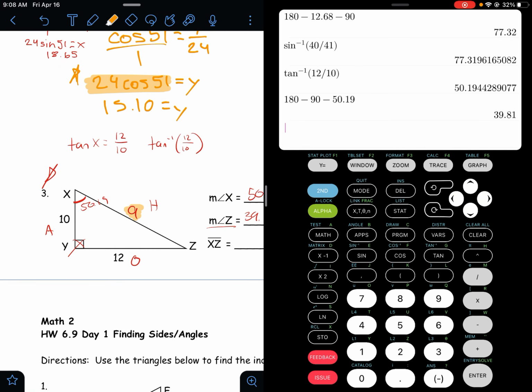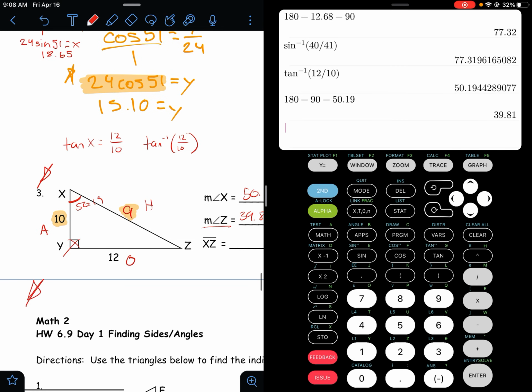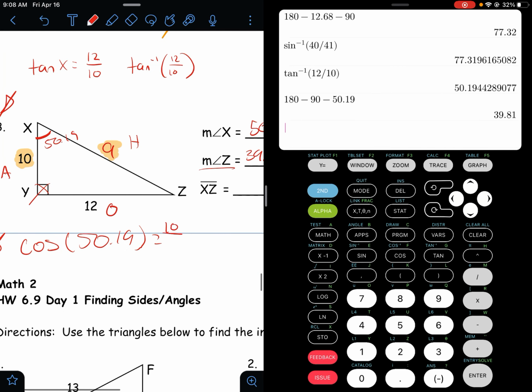You could use either your adjacent or your opposite. It doesn't matter. Let's use our adjacent. If I'm using adjacent and my hypotenuse, which trig function am I going to use? That is going to be cosine, right? So I'm going to do cosine of my angle, which is 50.19, equals my adjacent, which is 10, over my hypotenuse, which I don't know. I put an A there.